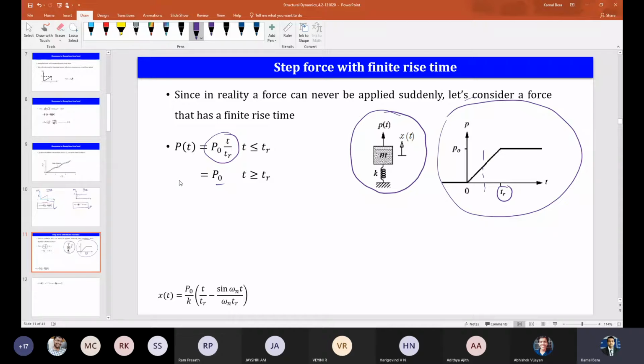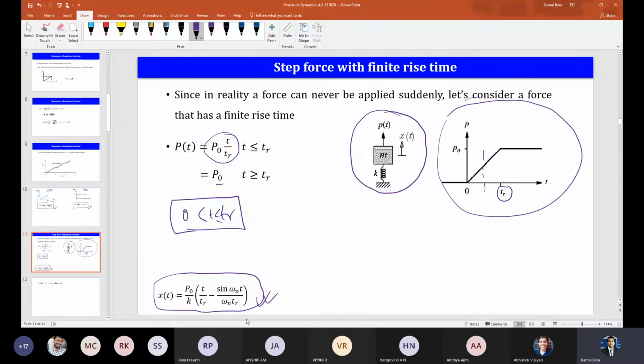Now we have obtained how to find the response in this region, from t equal to 0 to TR. So for the range 0 less than or equal to t less than or equal to TR, we already know how to find the response, and that is nothing but this expression that I have written at the bottom of the slide. x(t) is equal to P naught by k, t by TR minus sin omega t by omega TR. The system is starting from the at rest condition, and this is my response due to this ramp load, which is valid till time TR.